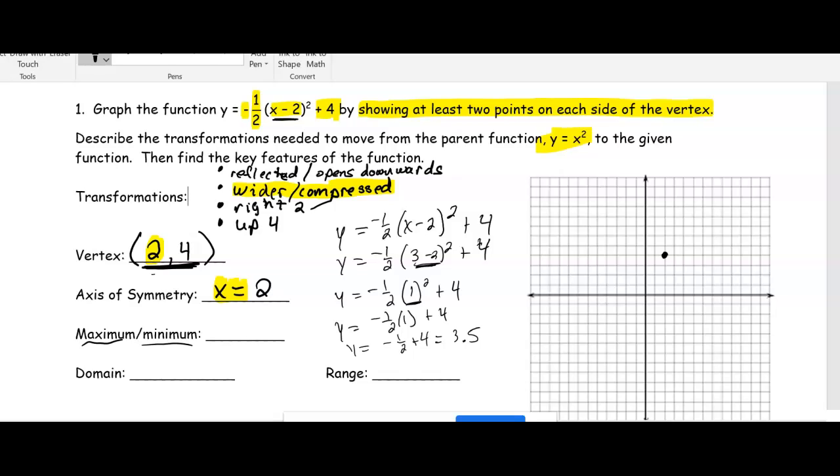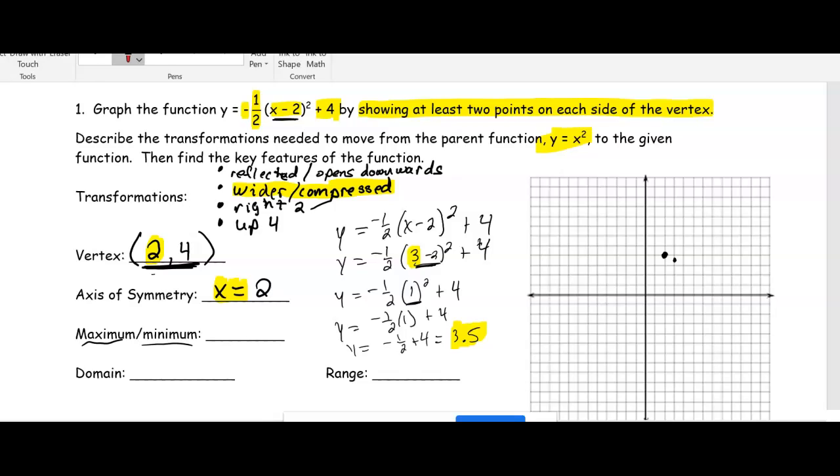So if you set up your table, I erased it so I had a little room to work, but when x was 3, we got a y coordinate of 3.5. So we then plot that point. So go to the x value of 3, 1, 2, 3, and then now 3.5 should be right in the middle of the 3 and the 4.